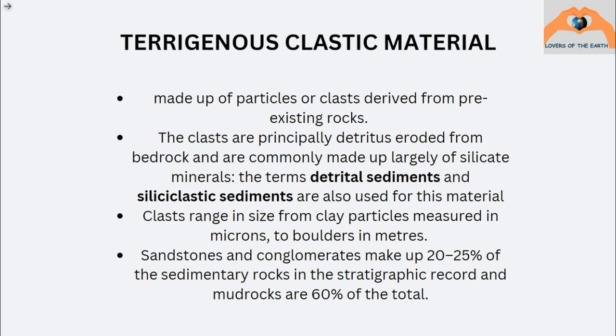Now, we know कि सब एक ही same size के तो होंगे नहीं. So clasts will be ranging in size. So there will be clay particles which will be in microns to boulders which will come in meters. Okay. And sandstone, conglomerates and mud rocks. These three are the terrigenous clastic sedimentary rocks, in which sandstone and conglomerates जो है वो 20 to 25% बनाते हैं total sedimentary rocks का in the stratigraphic record, and mud rocks make up about 60% of the sedimentary rocks.